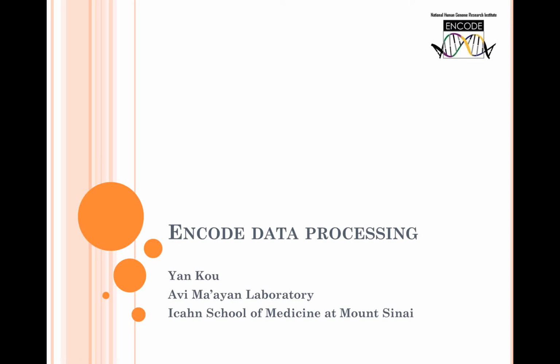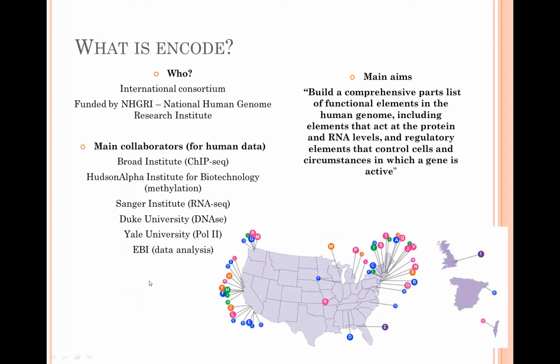Thanks. All right, so I'm going to talk about the ENCODE data and what I've done with the ENCODE data. First, for those of you who are not familiar with ENCODE, it is an international consortium founded by the National Human Genome Research Institute. There are many collaborators here, the list of the main collaborators, and the aim of this project is to build a comprehensive atlas of the functional elements in the human genome.